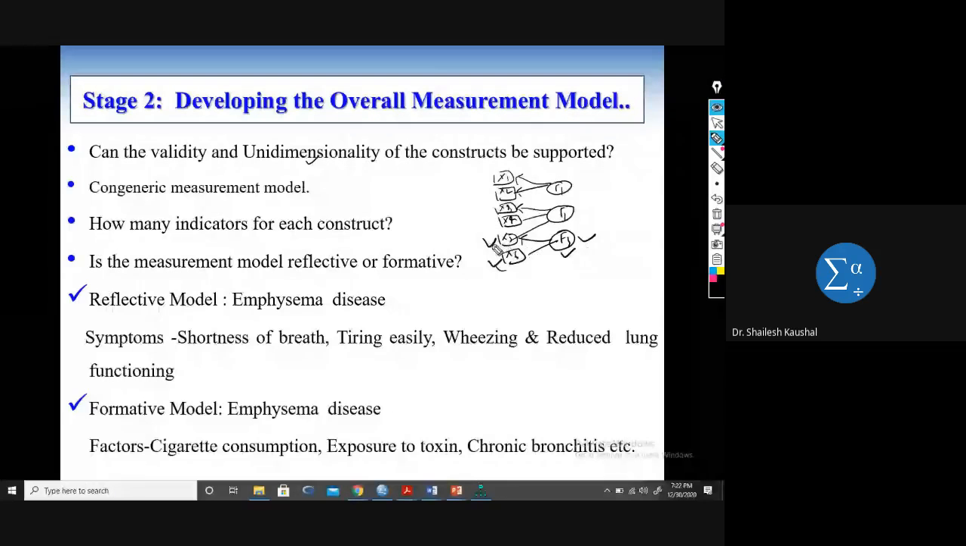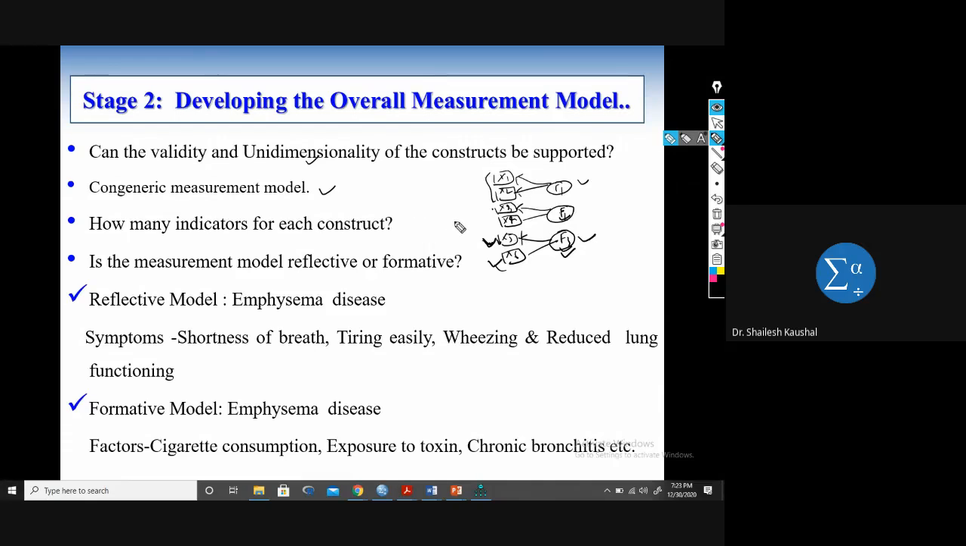If this is related to only this, and all these are related to this one, fine. But if this is related to the other factor also, like this, this x5 variable is related to f2 as well as f3 also. So this is not unidimensionality, and it is not congeneric also. Unidimensionality means one variable should be related to only one construct. It should not be related to the other construct.